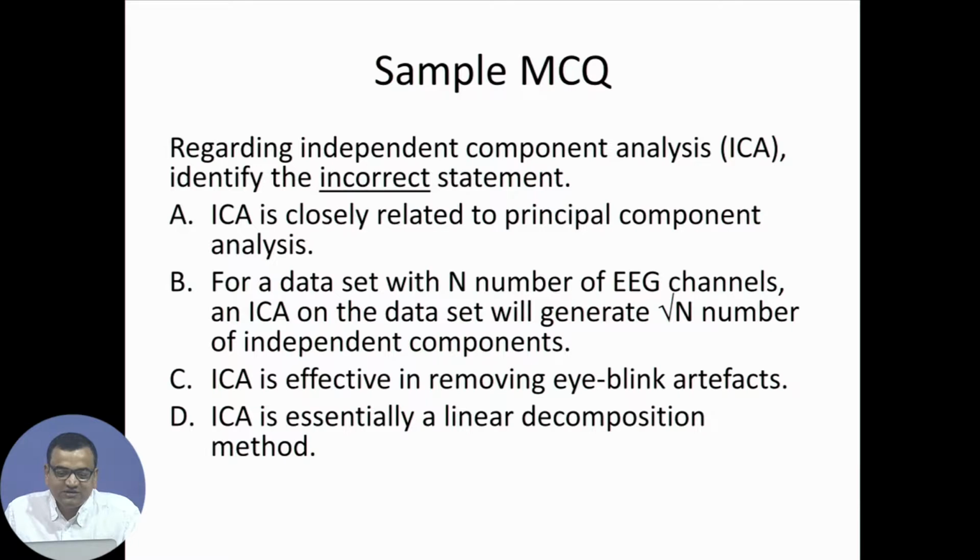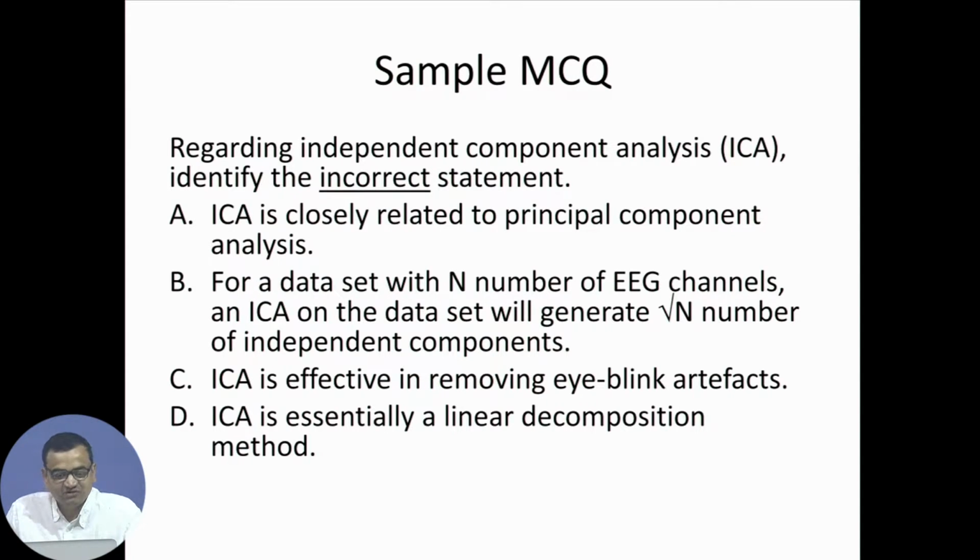Okay, so now about ICA. Regarding independent component analysis, ICA, identify the incorrect statement. ICA is closely related to principal component. For a data set with n number of channels, you have square root number of independent components. ICA is effective in removing eye blink artifacts, essentially a linear decomposition method.